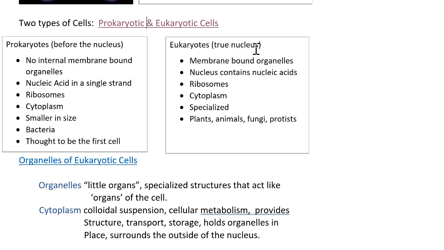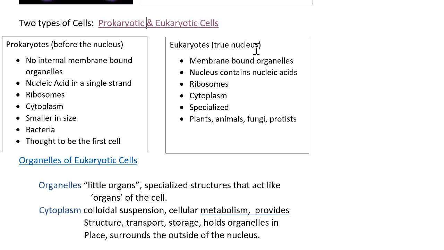So what we know about prokaryotic cells is that they don't have any internal structures that they function with. The material that they need to survive is there. It's just not separated in a membrane, so no internal membrane organelles. They do have nucleic acid. As you heard, it's typically going to be DNA, but there are some bacterial cells that will have just RNA as well.